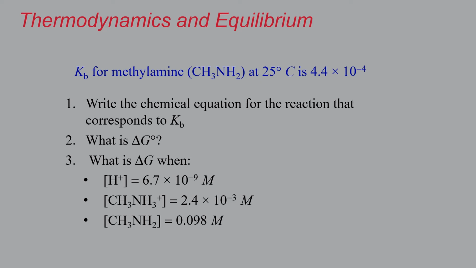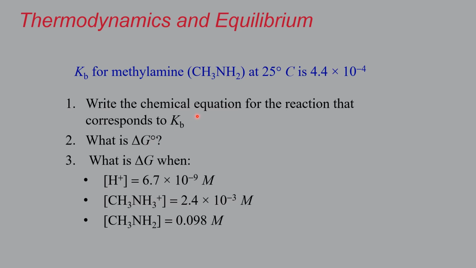All right, so now we're going to work through an example that hits the high points of what we just talked about, almost all of them. We're going to be talking here about methylamine, which is a weak base, and at 25 degrees Celsius, its Kb is 4.4 times 10 to the negative fourth, lots of fours. All right, so here's our three-part problem, with part 3 having 3 parts to it.